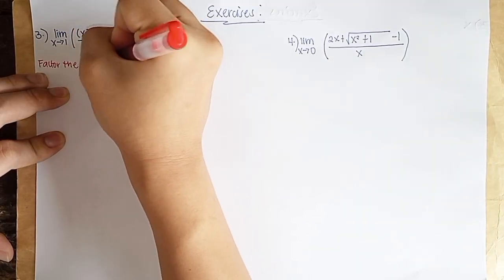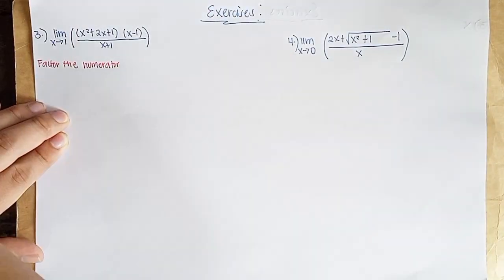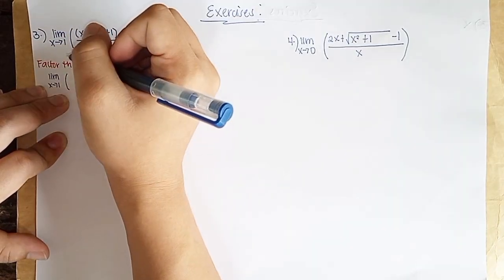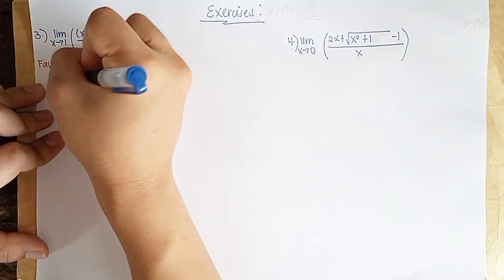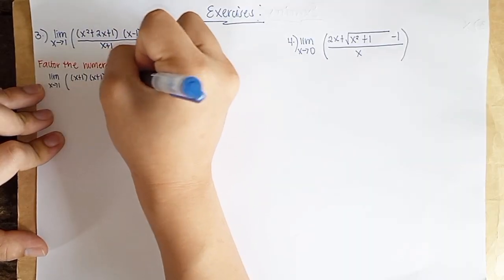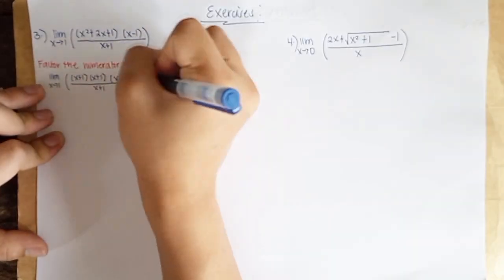So given the limit as x approaches 1 of x squared plus 2x plus 1 times x minus 1 over x plus 1. The first thing we have to do is factor the x squared plus 2x plus 1 into x plus 1 squared.